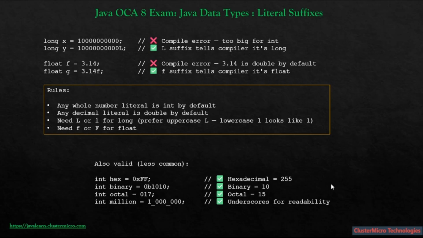You can write something like 1_0000000 for 1 million, that's fine. But you cannot start a number with an underscore, and an underscore cannot be at the end. And if you have a decimal value, also not before or after the decimal point. So that's about literal suffixes. Why do you put them? So that the compiler doesn't reject it, and understands that it's a float value or a long value.